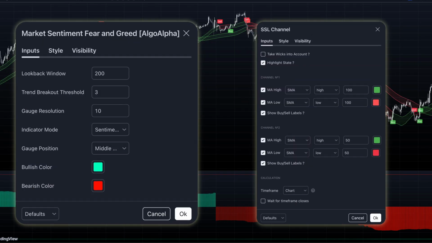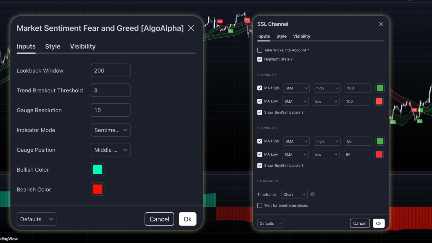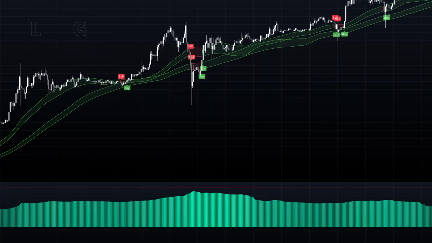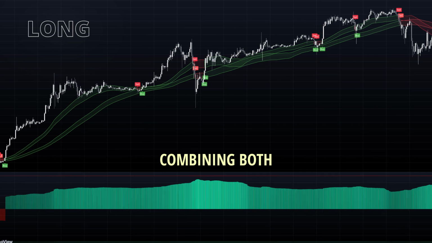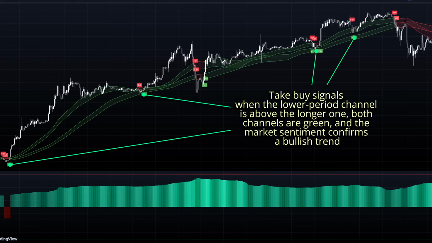To combine it with the SSL channel indicators in the strategy, I recommend using these settings you see on the screen. Let's recap the entry rules when combining both indicators. For longs, take buy signals from the lower period channel when it's above the longer one. Both channels are green, and the market sentiment indicator confirms bullish direction.